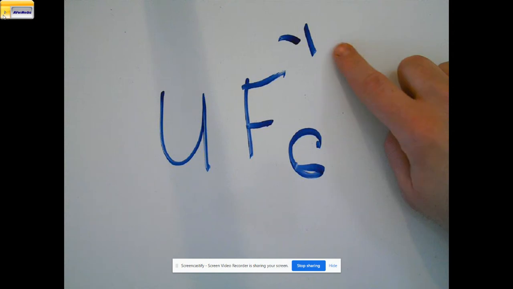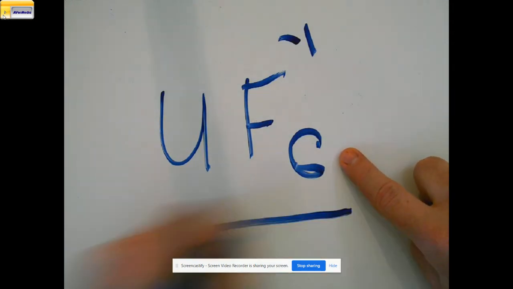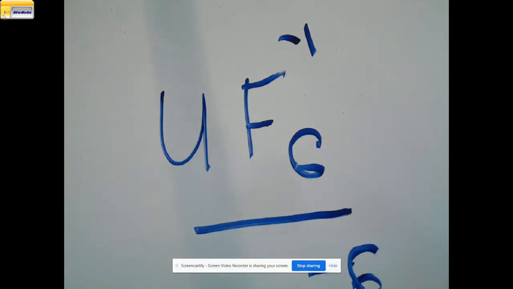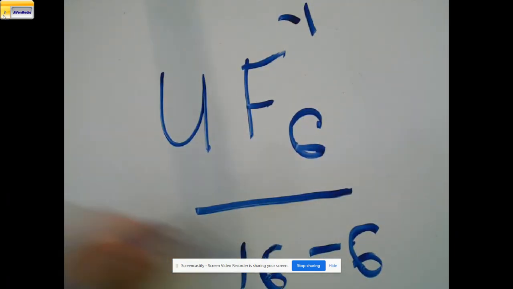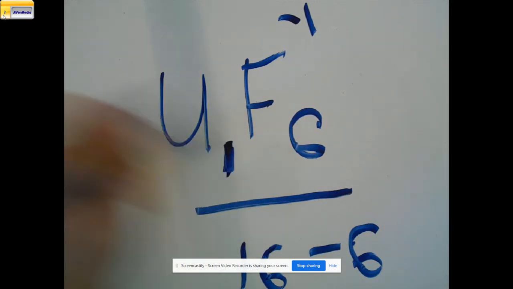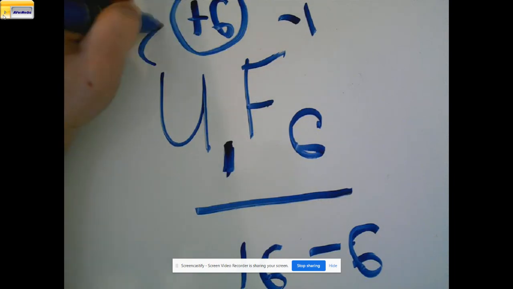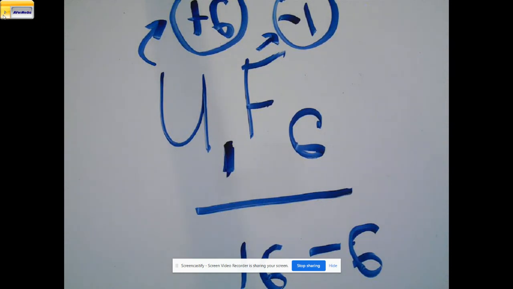Okay, so what you do is you take this -1 times 6, because you have 6 of them, and you have a -6 on this side right here. If you have a -6 on this side, then you have to have a +6 on this side. Okay, you only have one uranium atom, so that means the oxidation number for uranium is +6. The oxidation number for fluorine is -1. Okay, that's your answer. All right, let's do another one. Another example.